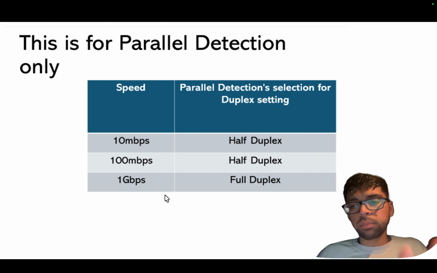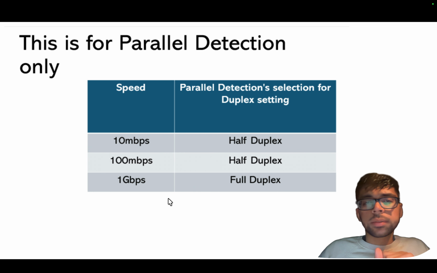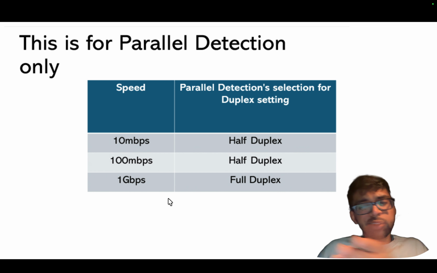If it thinks it's using 10 or 100 meg per second, then it's half duplex. It's a very simple table, but just remember that we only use this for parallel detection, for situations where we have auto negotiation on one side and not on the other.